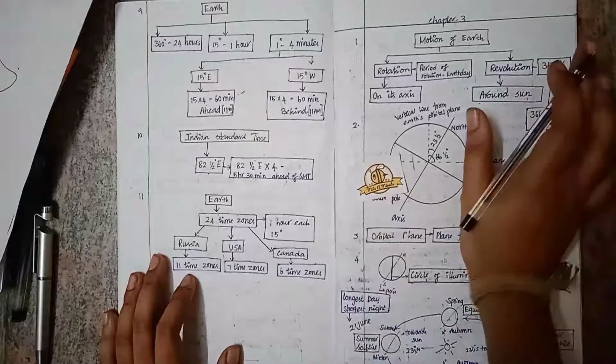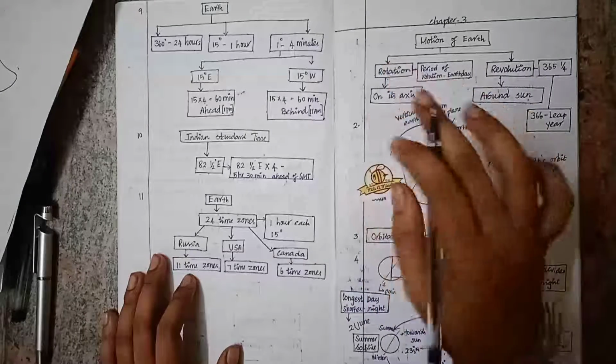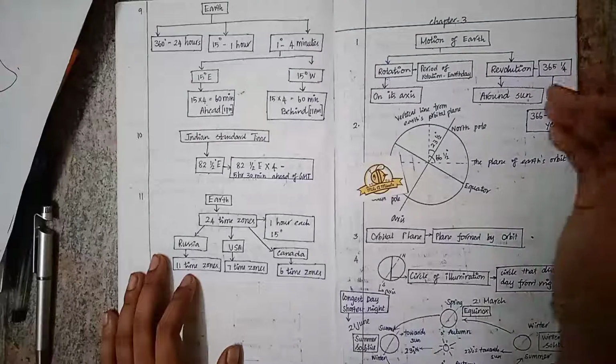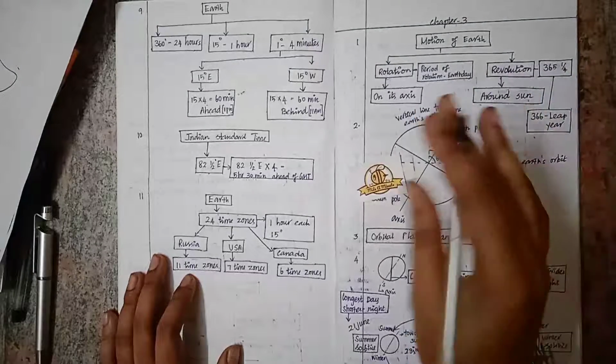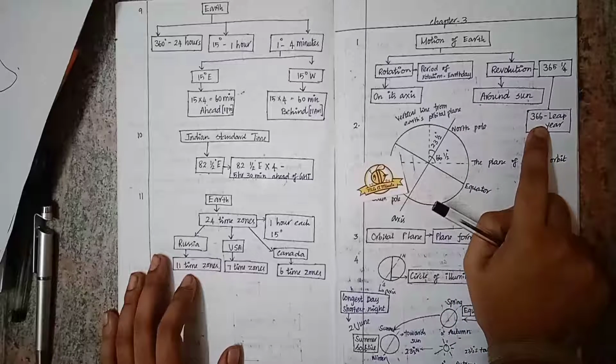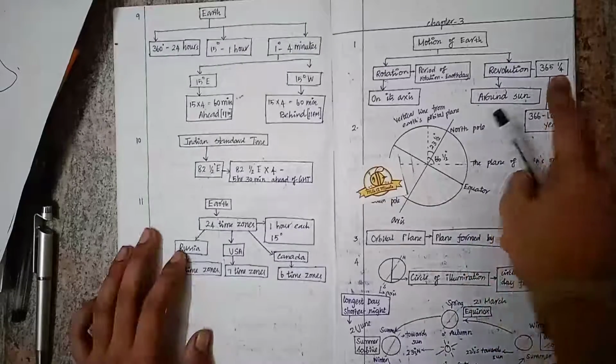It takes 365 days. We say it is 365 days, but actually it takes 365 plus 1 by 4 days. So we neglect this 1 by 4 days for our convenience, and we add these 1 by 4 days to form one complete day in a leap year. So a leap year contains 366 days, whereas a normal year contains 365 days because of this fact.